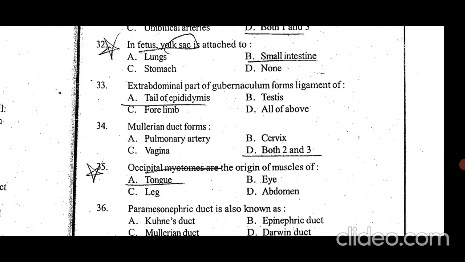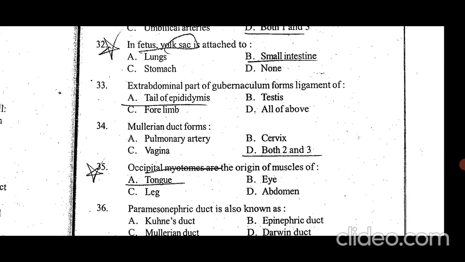Extra-abdominal part of the gubernaculum forms the ligament of the tail of the epididymis. Mullerian duct forms the cervix and vagina. Cervix and vagina originate from the Mullerian duct, and the extra-abdominal part of the gubernaculum forms the ligament of the tail of the epididymis.